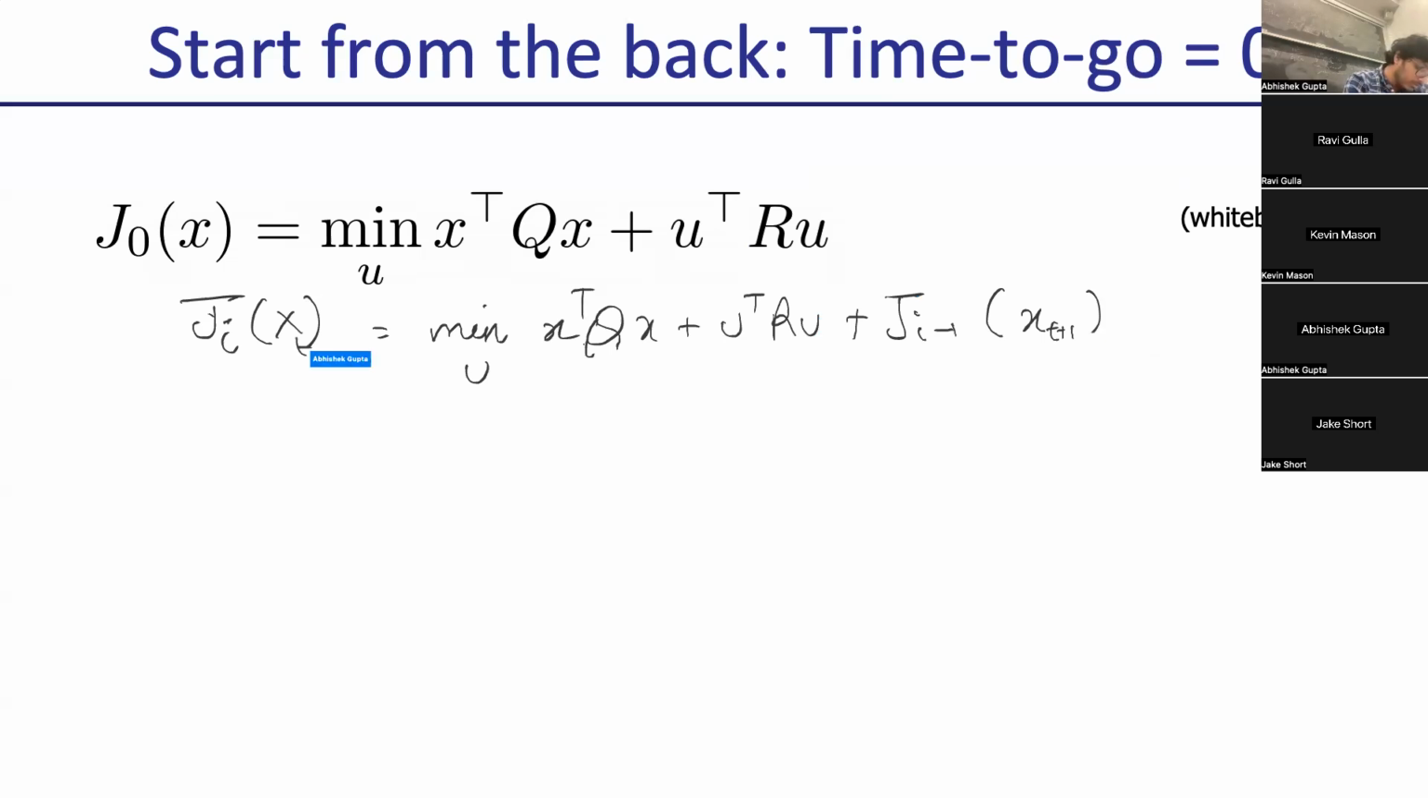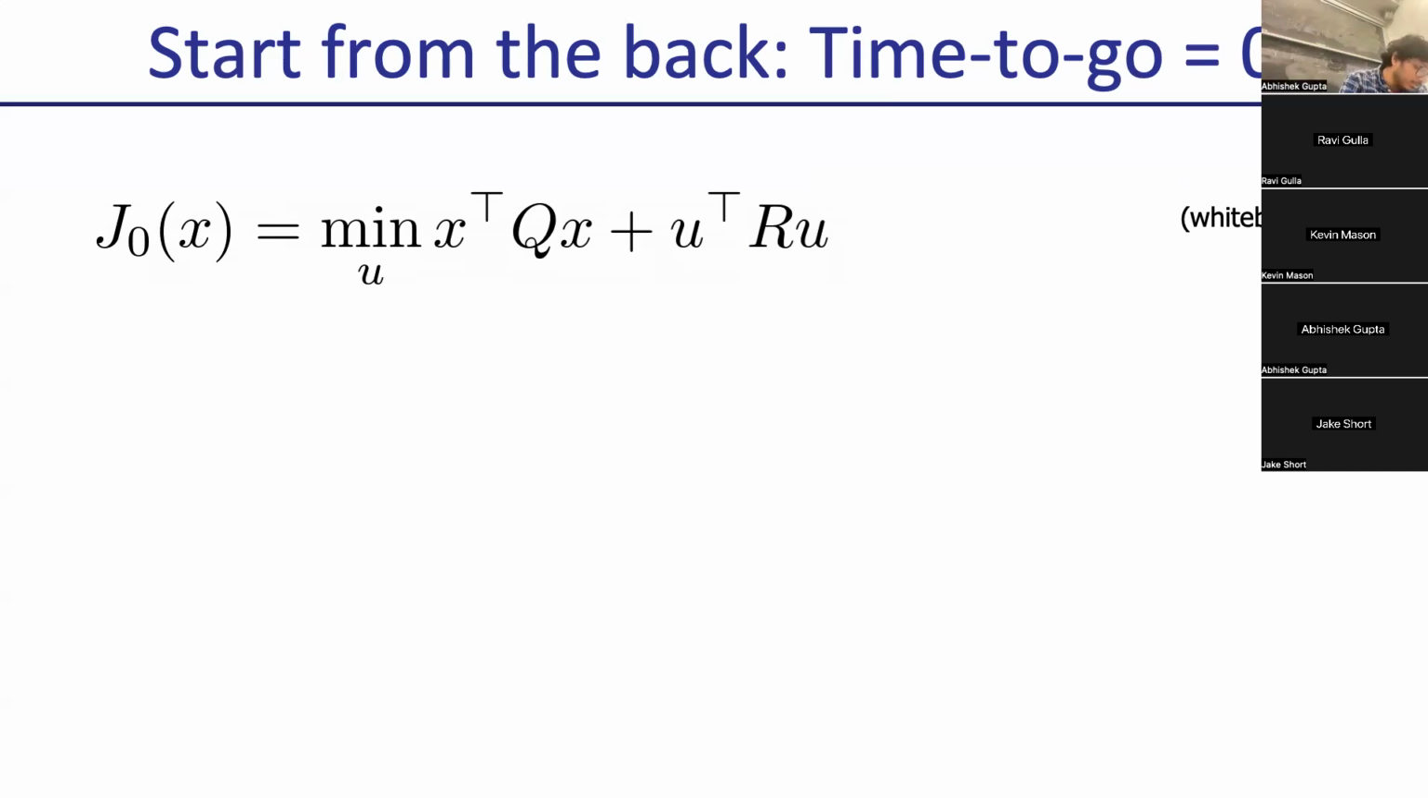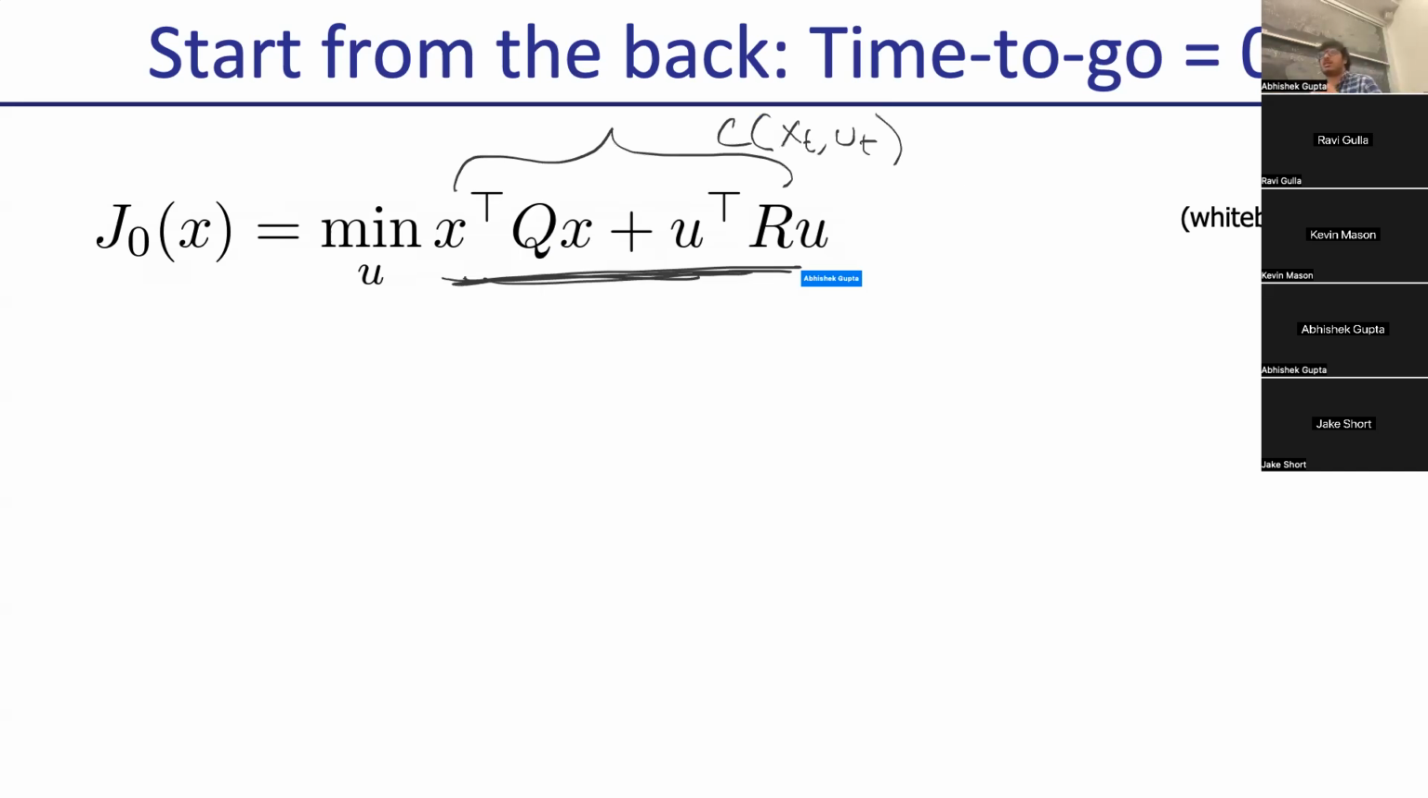So if we define this by time steps, the subscript is just saying how many time steps you have to go. Let's start by thinking about the simplest case, which is you have 0 time steps to go. You're at the last possible time step. If you're at the last possible time step, there's no future cost. You're at the end of the road. The only cost is just equal to C of X_T, U_T. So your J0 is just the immediate cost, no future cost.